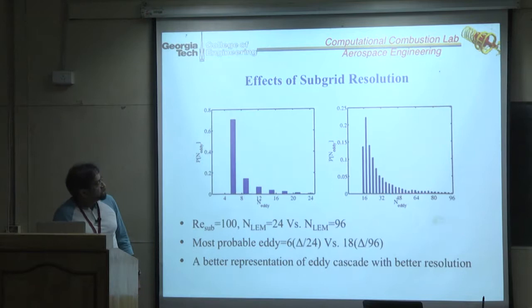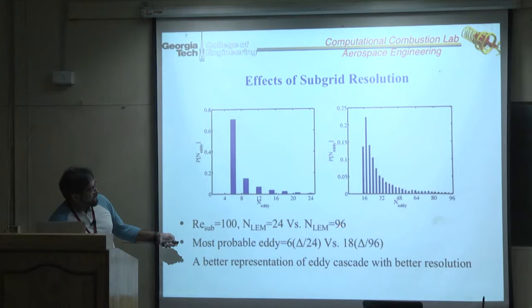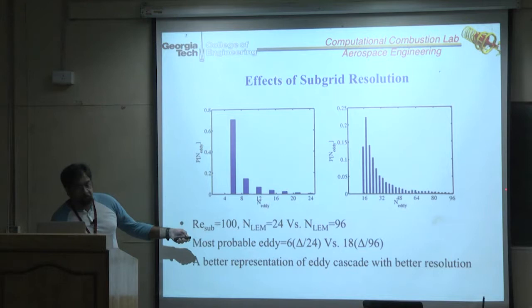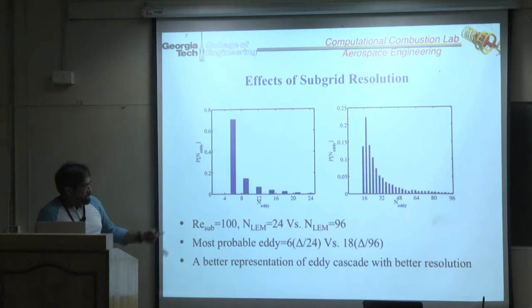So again, if you have 24 eddies versus 96 eddies. If 24 points, you have these many eddies. If you have 96 points, you get this kind of distribution. And this is all coming from Kolmogorov, that F of L distribution. So this is just to show you what that sensitivity of the function is. Typically, that is what you do.